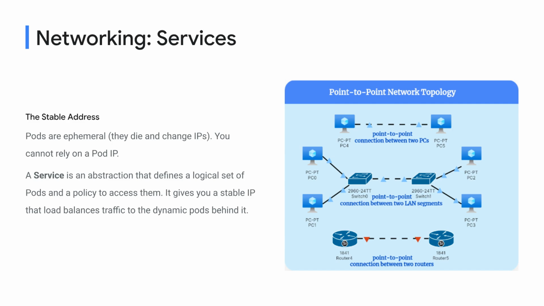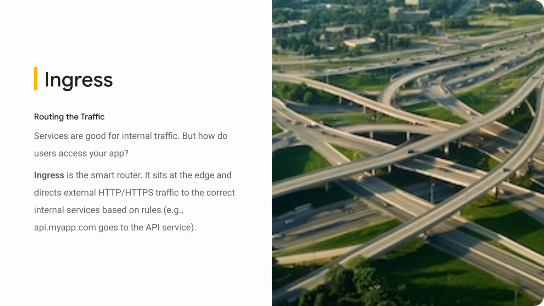Since pods are ephemeral and constantly changing IP addresses, services provide a stable address. A service defines a logical set of pods and acts as a load balancer to access them. Ingress handles external HTTP and HTTPS traffic, acting as a smart router at the edge of the cluster. It directs incoming user traffic to the correct internal service based on defined rules.